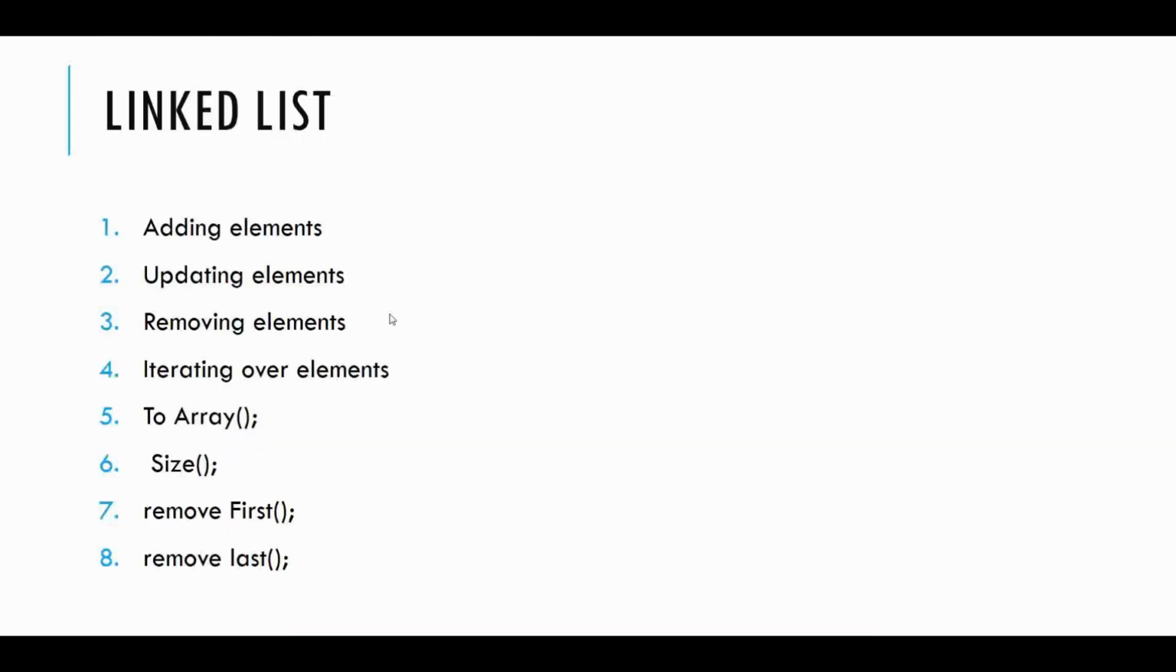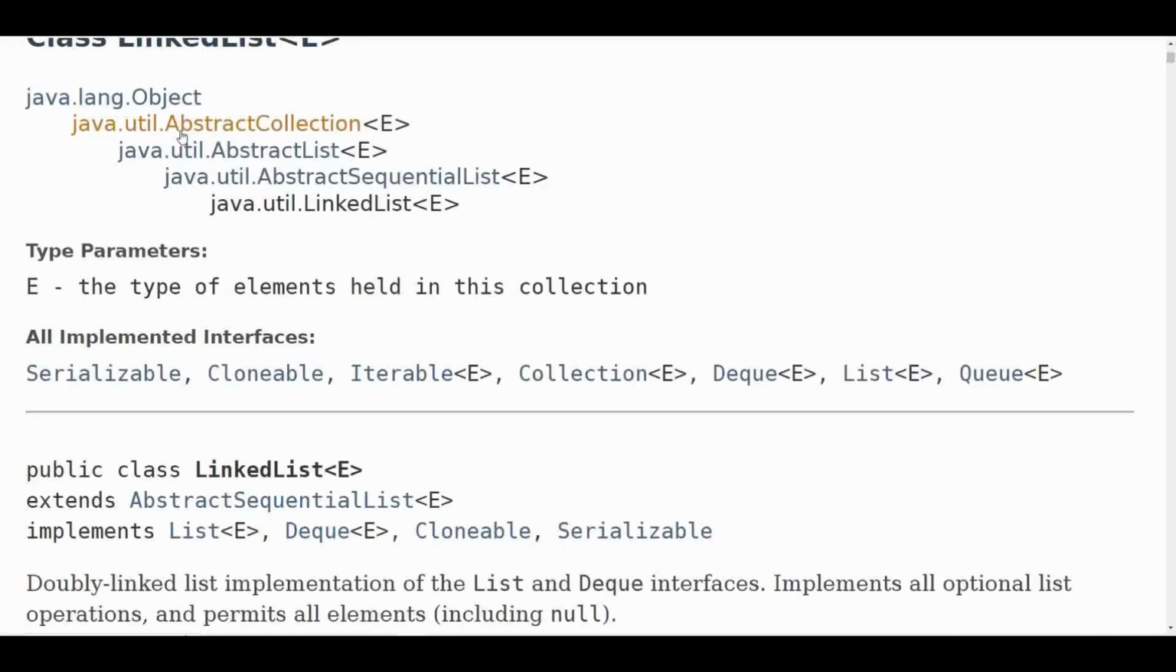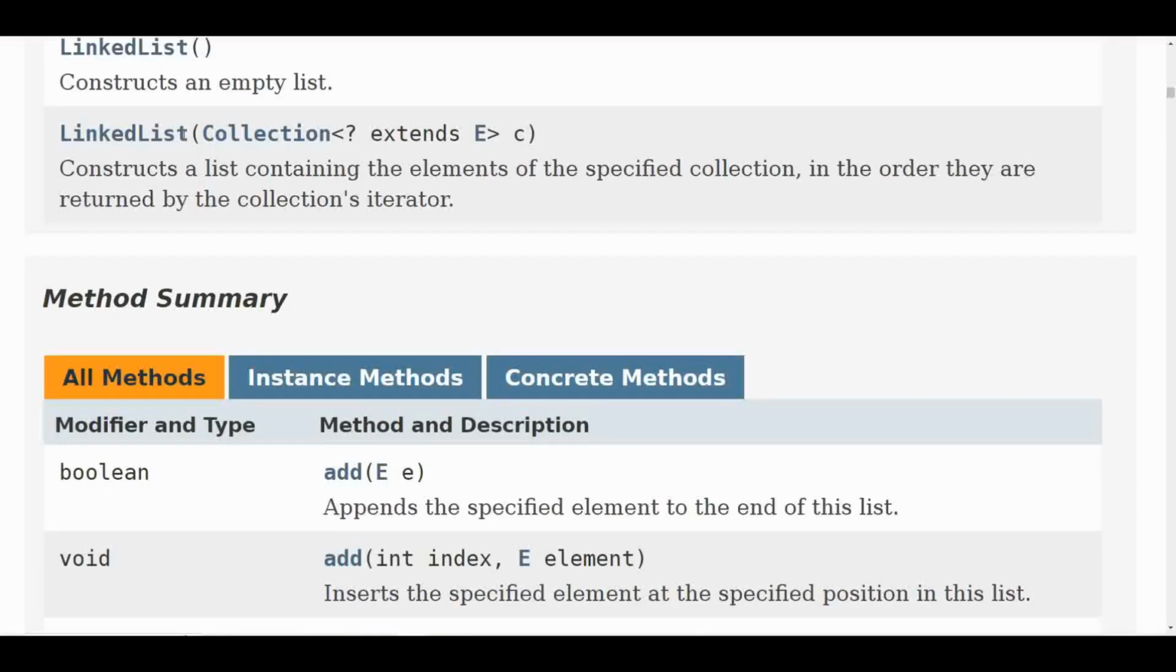When we speak about linked list, we have adding elements, updating elements, removing elements, and iterating over the elements. The iterator we have seen, we will be able to use it to iterate over the linked list elements as well. We can also convert it into an array, so there's a method to convert into an array. We can check the size. So we have seen this class's details and all those things, right?